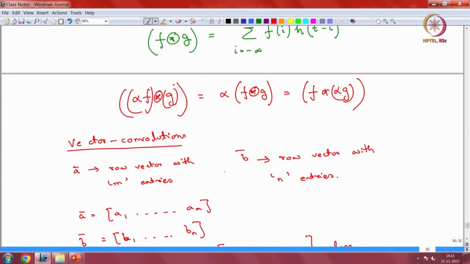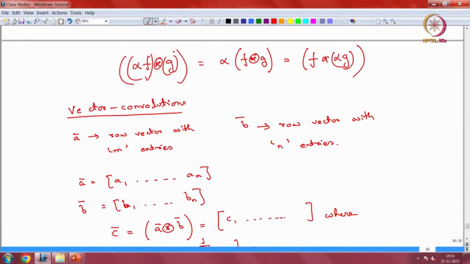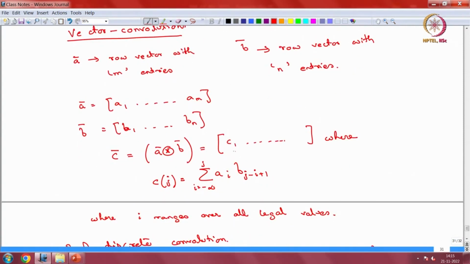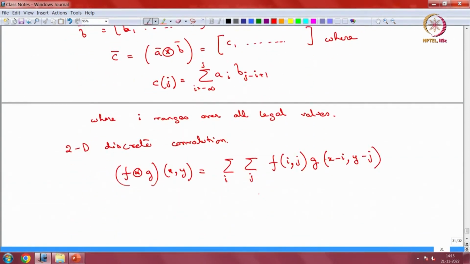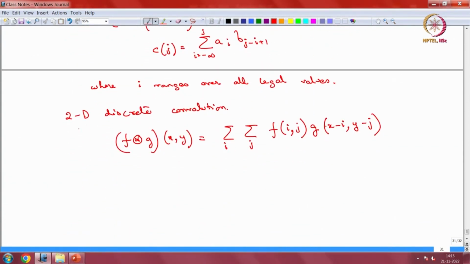Then we started looking at convolutions for vectors, obviously because we want to look at convolution of matrices. So on the way we simplified our problem and looked at vector convolution, and we saw how to do the calculation in that particular case. And this is exactly where we stopped. We are looking at 2D discrete convolutions, and this is the general formula for 2D discrete convolution.